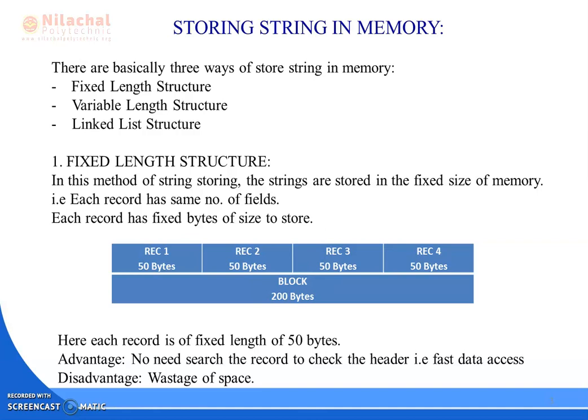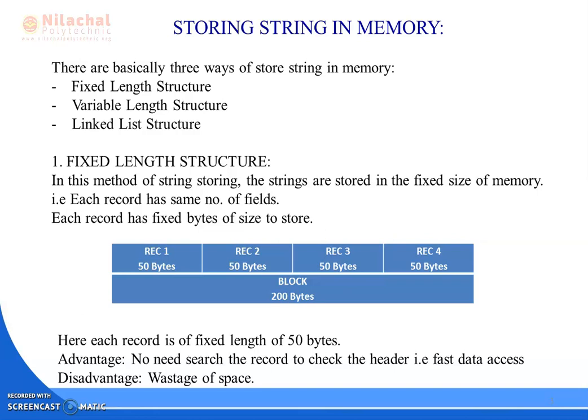How is the string stored in the memory? Basically there are three ways to store a string in memory: fixed length structure, variable length structure, and linked list structure. Let's start with the fixed length structure. In fixed length structure, the strings are stored in a fixed size of memory. That is, the total memory we take to store any type of string is of fixed size. Each record of the memory unit will have the same number of fields, or each record has a fixed byte size to store.